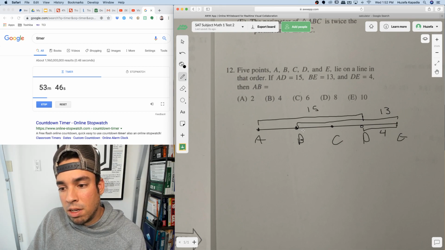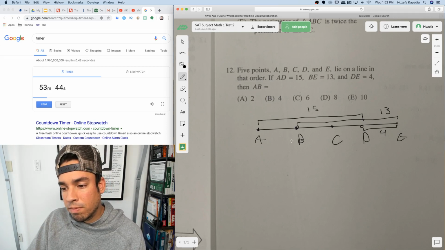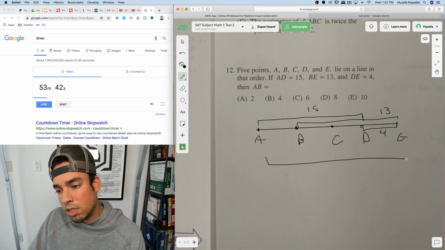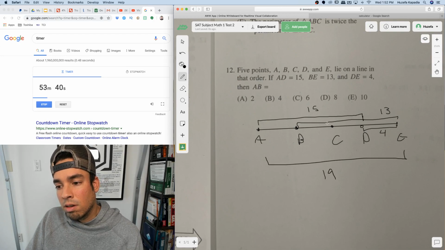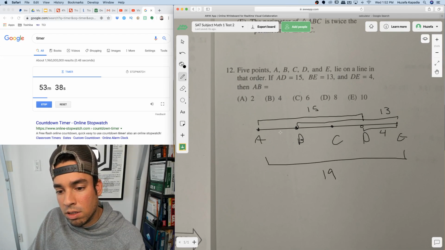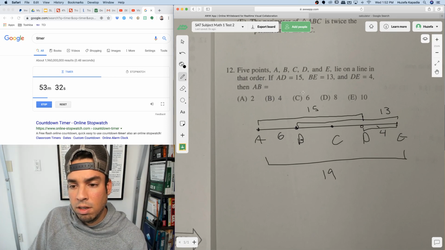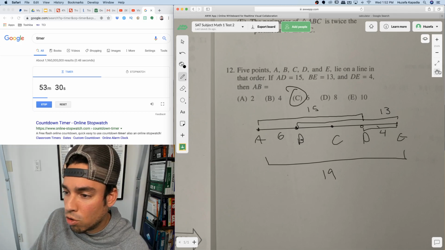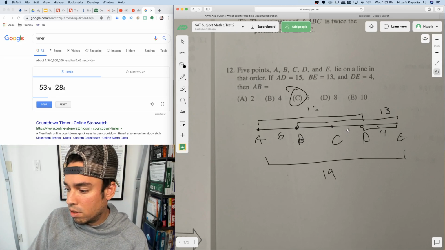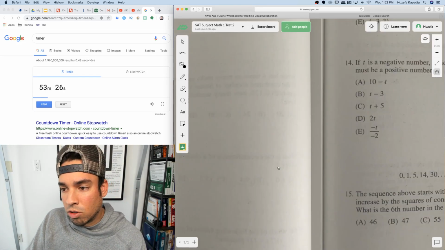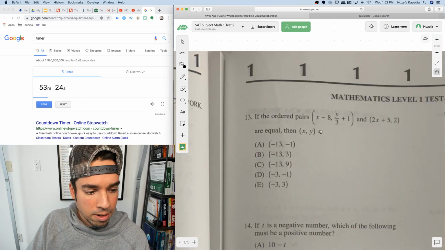Then AB equals, okay, let's see. This whole thing is obviously 19. Oh, and then we subtract 13, and it's 6, right? 6 plus 13 is the same as 5 plus 14 plus 5. See, when you have the drawing, it's easy. AB equals 6. If you don't have the drawing, I have no idea if anybody could solve it without a drawing. Probably, but not me.